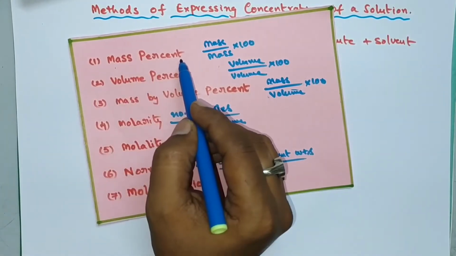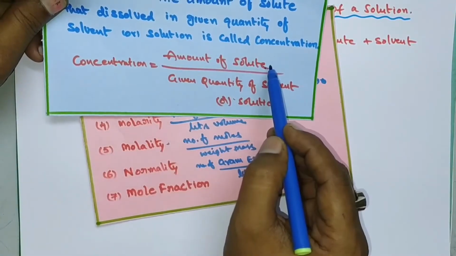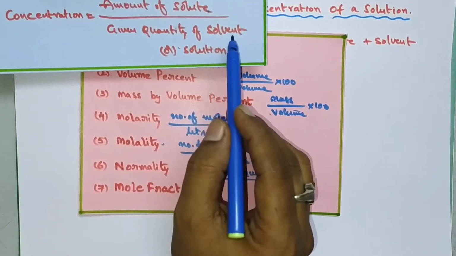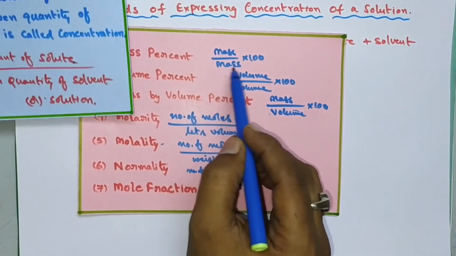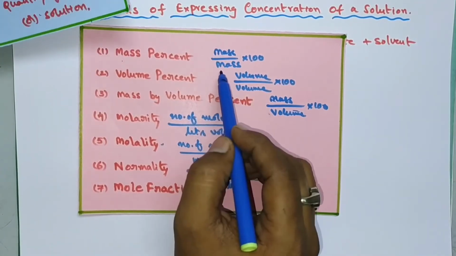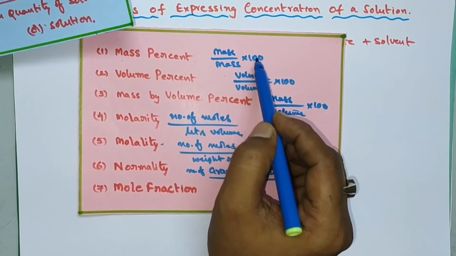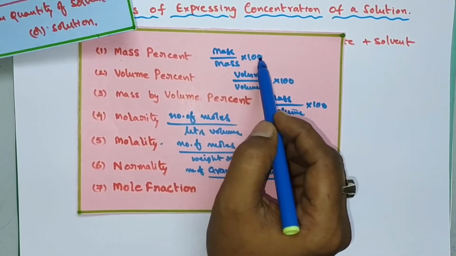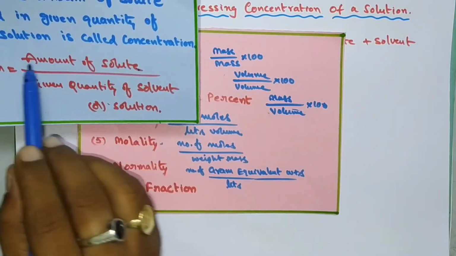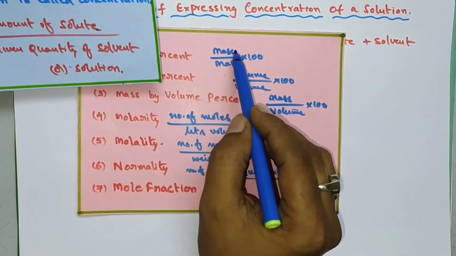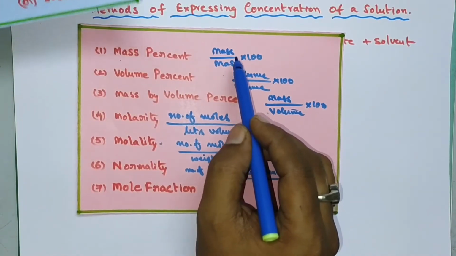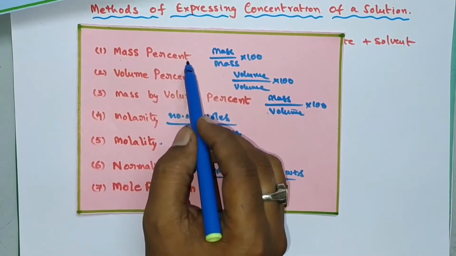In case of mass percent, the amount of solute is expressed in terms of mass, and the quantity of solvent or solution is also expressed in terms of mass. Both are expressed in terms of mass, and it is calculated to 100%, so that's why we have to multiply with 100. The quantity of solute and the quantity of solution are both expressed in terms of mass, so it is called mass percent.